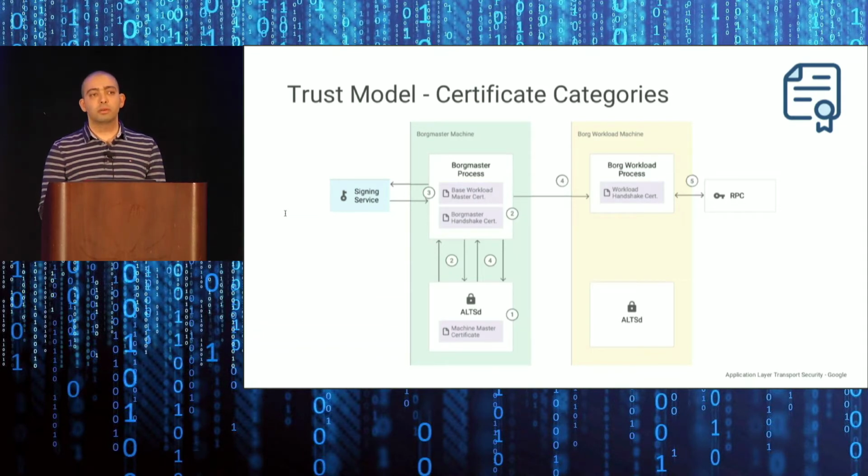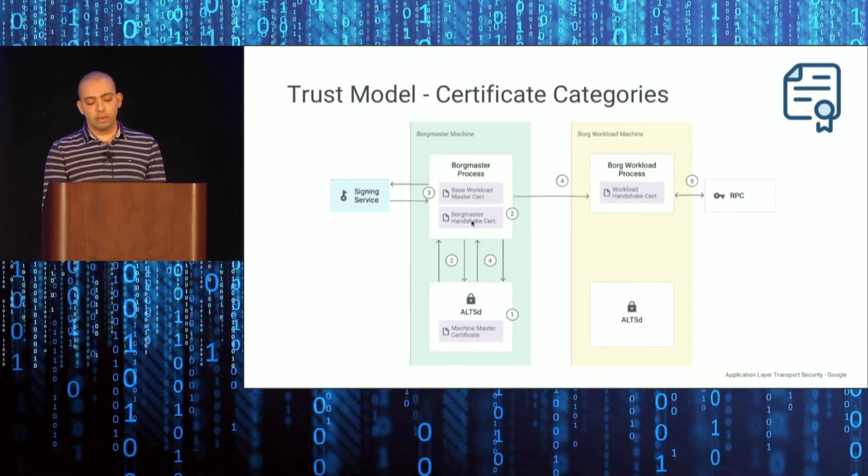So the first step, as I said, we need a master certificate, and this is here. The left machine is the Borg master machine, and this is the flow of how a handshaker certificate ends up on a workload. So the first step, the Borg master would get a master machine certificate that is used to create a Borg master handshake certificate, which the Borg master can use to talk to other services like the signing service.